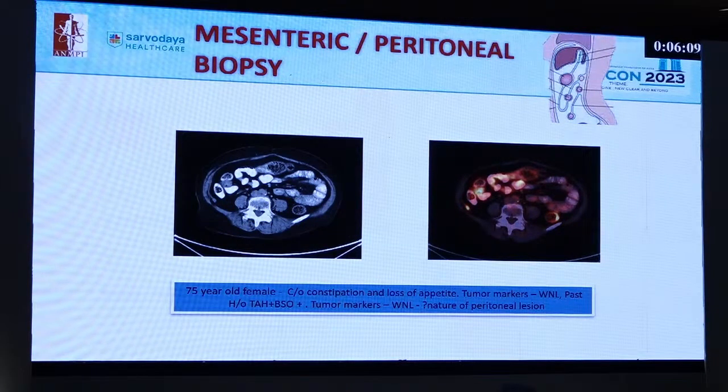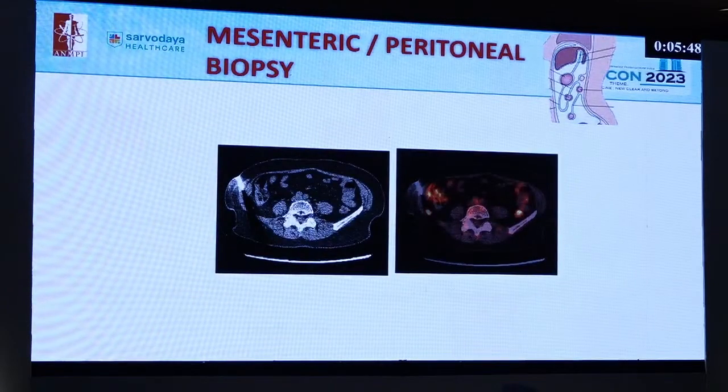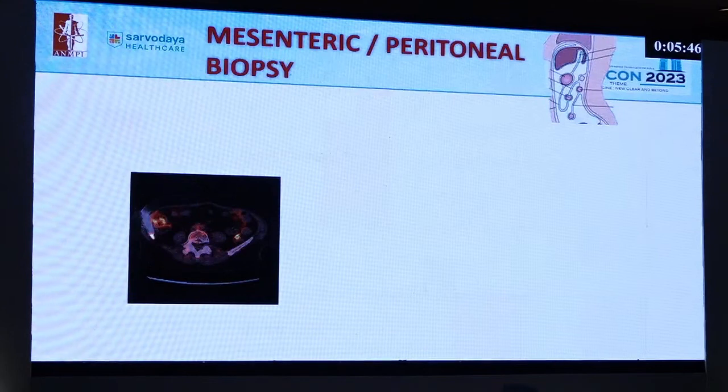This is a 5-year-old female with constipation and loss of appetite. Tumor markers were within normal limits, and she had a past history of TAH with BSO, a total abdominal hysterectomy with bilateral salpingo-oophorectomy. There was a lesion in the peritoneal cavity showing FDG uptake. So we did a biopsy from this FDG-avid site.